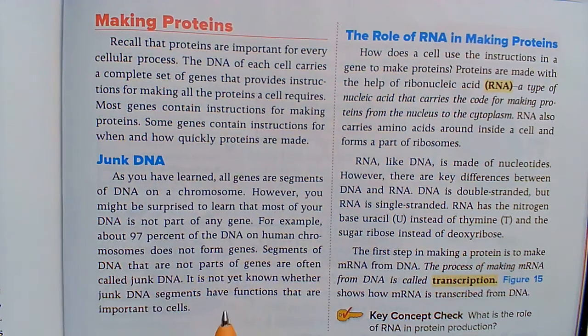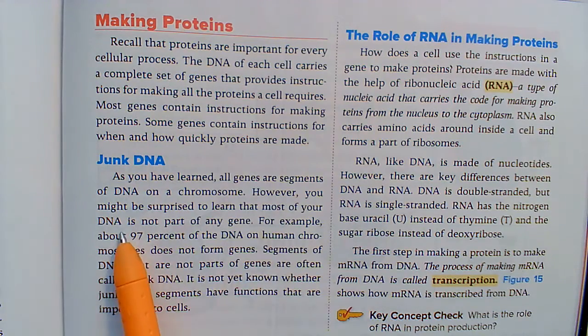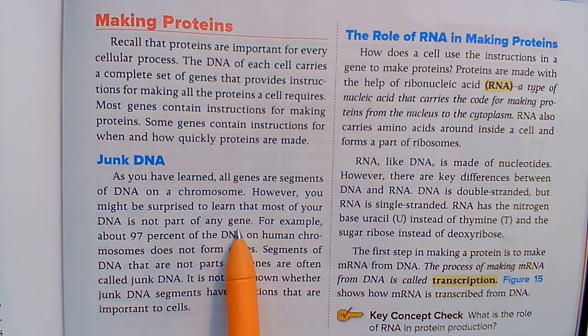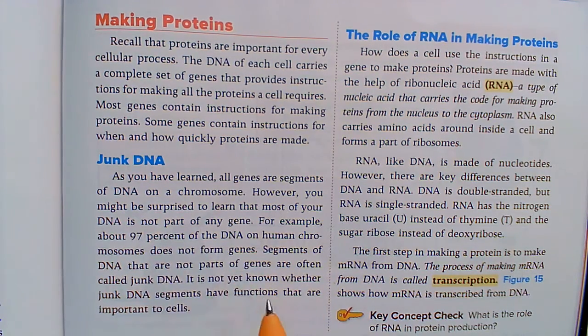Junk DNA. Well, as you have learned, all genes are segments of DNA on a chromosome. However, you might be surprised to learn that most of your DNA is not part of any gene. Remember, a gene is a segment that's coding for a particular protein, and that protein is going to establish a trait in an organism. So, for example, about 97% of the DNA on human chromosomes does not form genes.